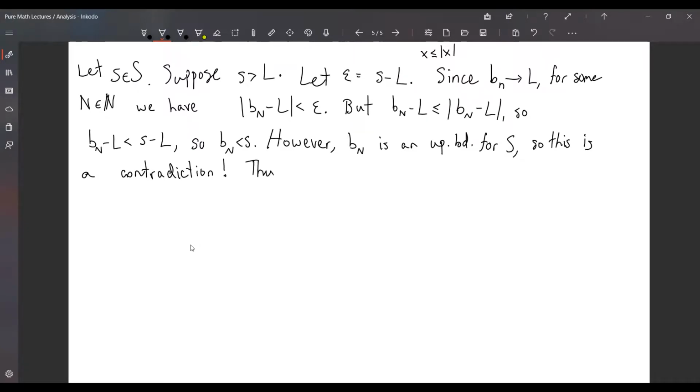Thus, s is less than or equal to L for all s in S. So L is an upper bound.